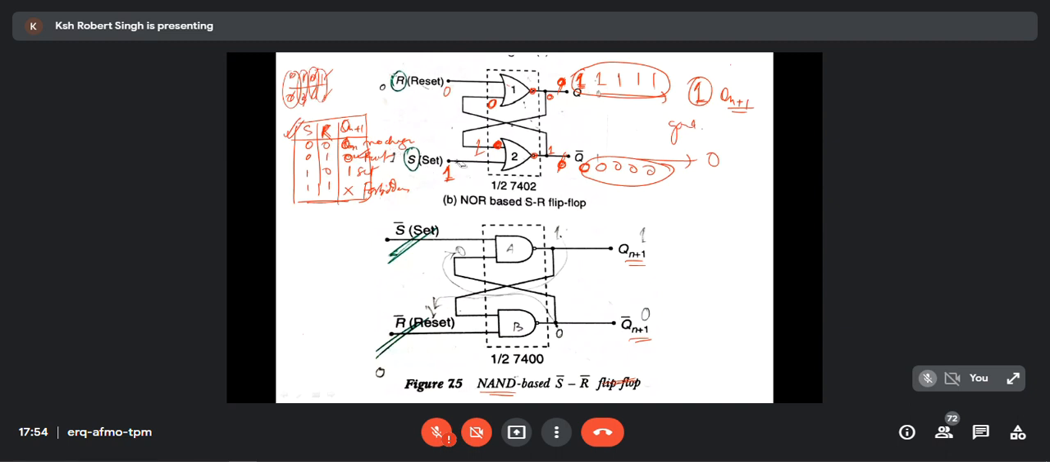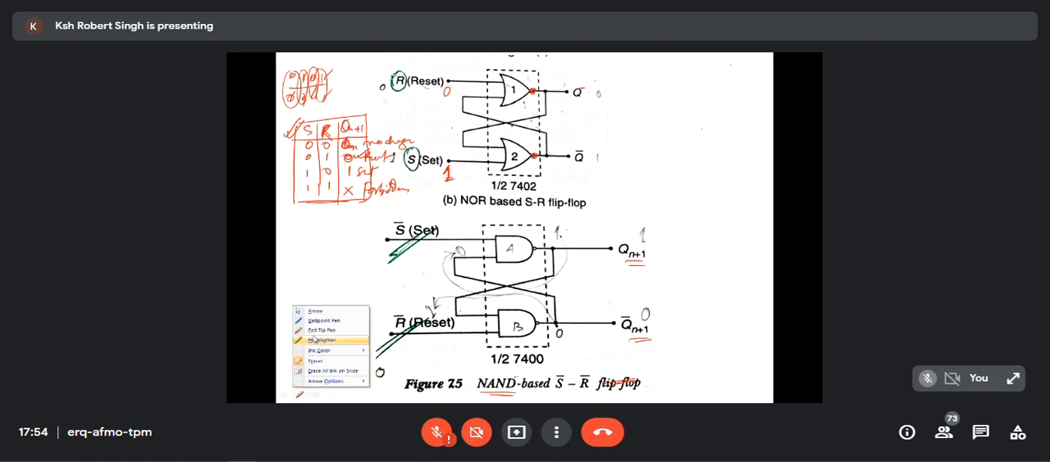From the analysis, when S is 1 and R is 0, you take again anything. Previously I was taking 0 and 1. Let me take another one now, because if you don't understand this, you cannot proceed. You should be very thorough. Then only you'll be able to master it, because questions will not be that easy.